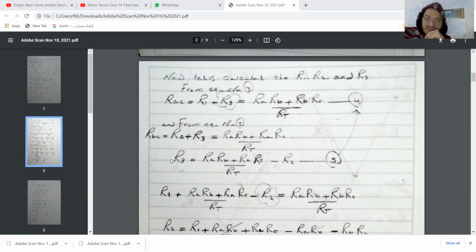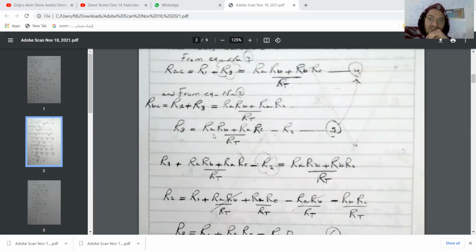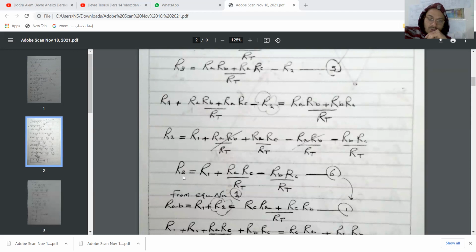This result of R3, let's put it inside equation number 4 to be able to calculate R2. Here it will be like that. R2, we take it at the left side and put all of these brackets at the right side. Take R2 to the right side and all this bracket to the left side to be R2 equals R1 plus RAC divided by RT minus RBC on RT.